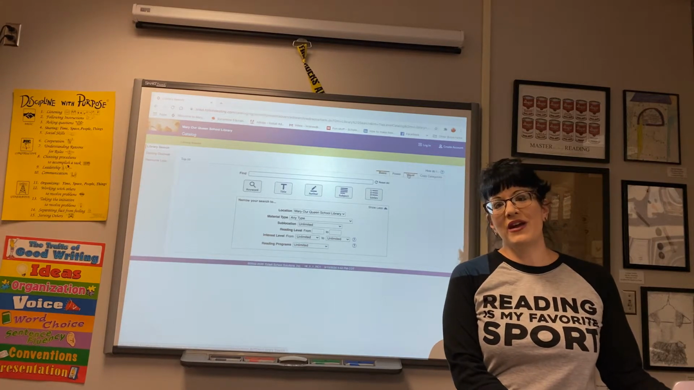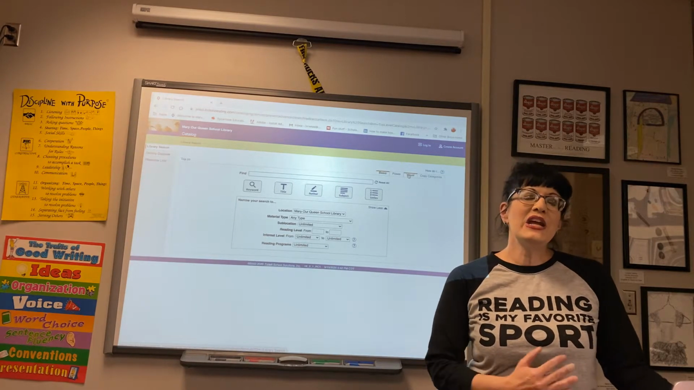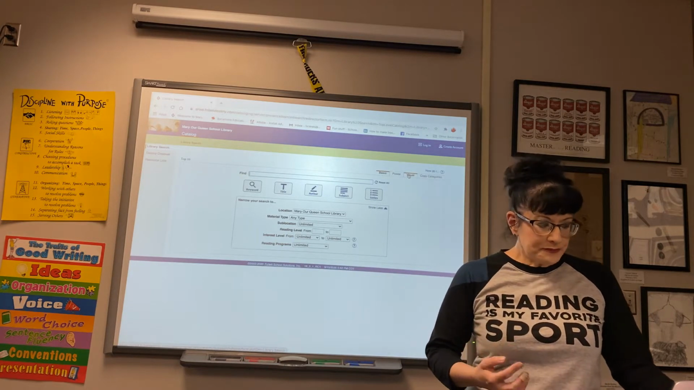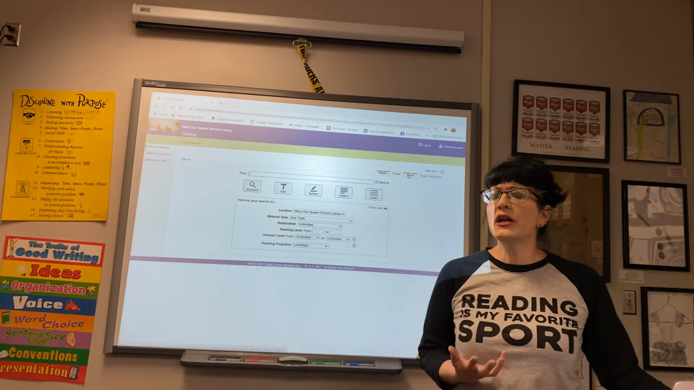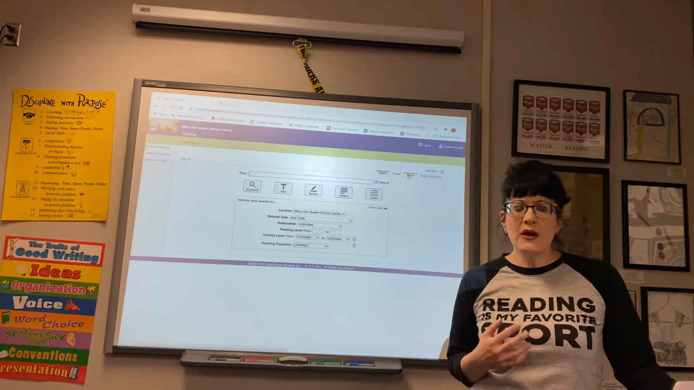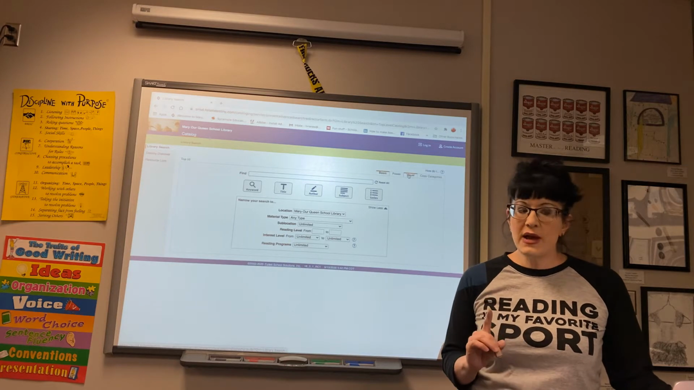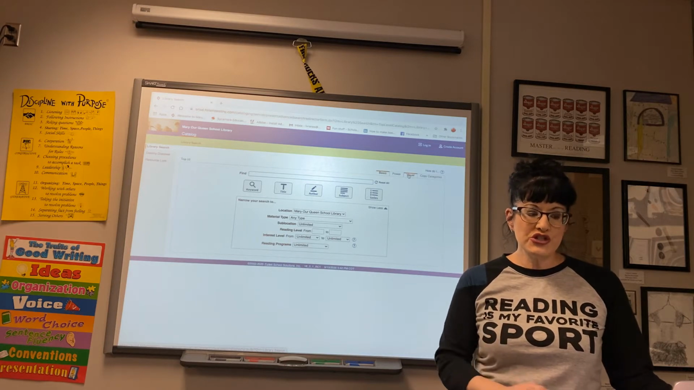Fifth grade, it's Miss Frannis, and we are continuing our lessons on searching. We started Boolean searching last week, and we're going to continue it this week. But I wanted to show you and remind you that you can do Boolean searching.